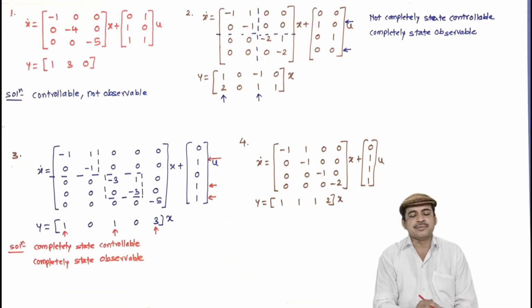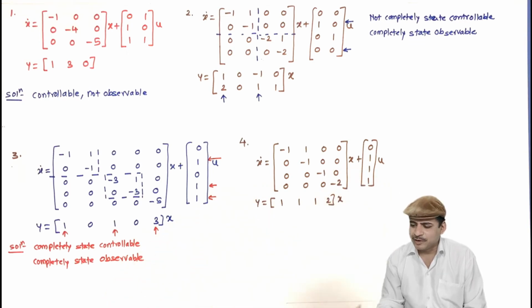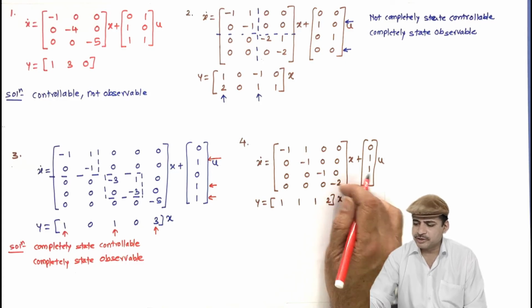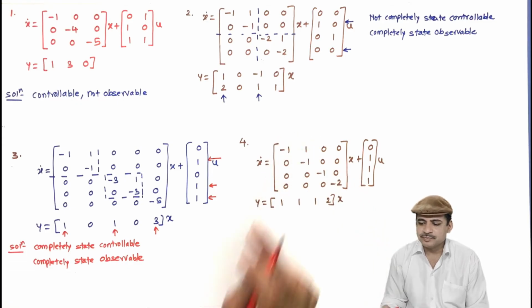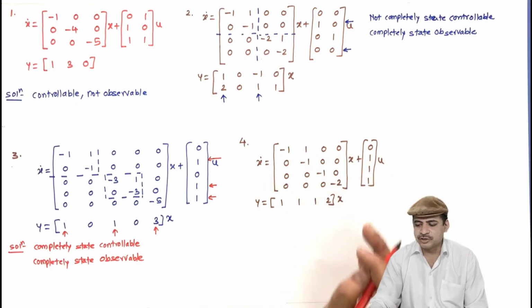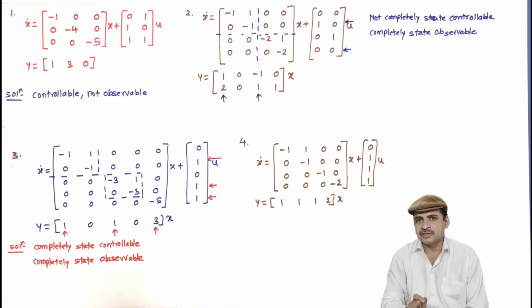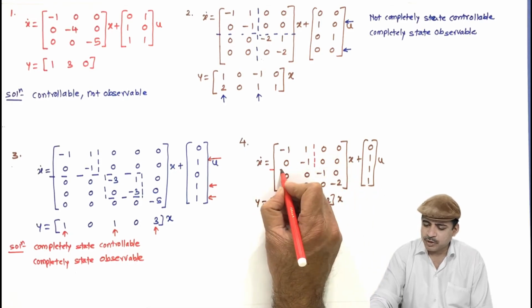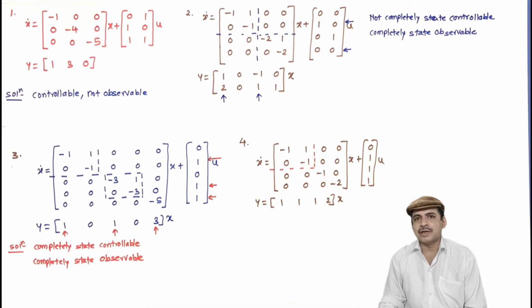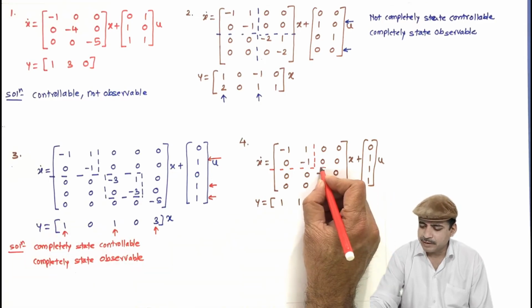Now this is an interesting example. If you look at this, this is the distinct eigenvalue, the corresponding row is non-zero, this is the distinct eigenvalue, the corresponding row is non-zero, this is the Jordan block, the last row corresponding to this is non-zero, so you may say that the system is completely state controllable, but the first condition is violated, that this is a Jordan block corresponding to the eigenvalue lambda equal to minus 1, and the same eigenvalue is appearing again.